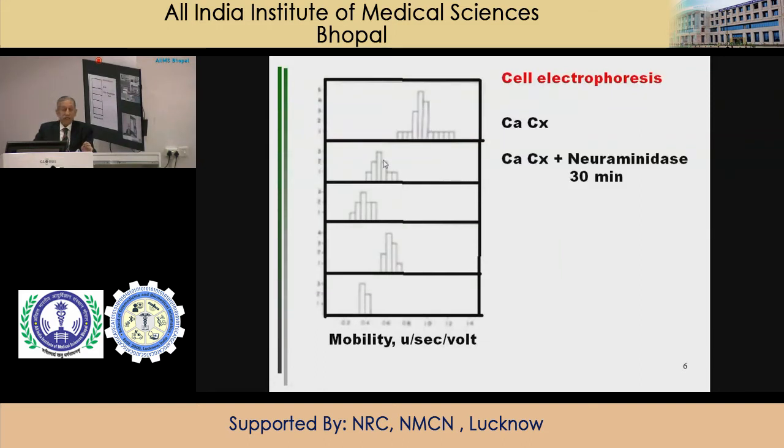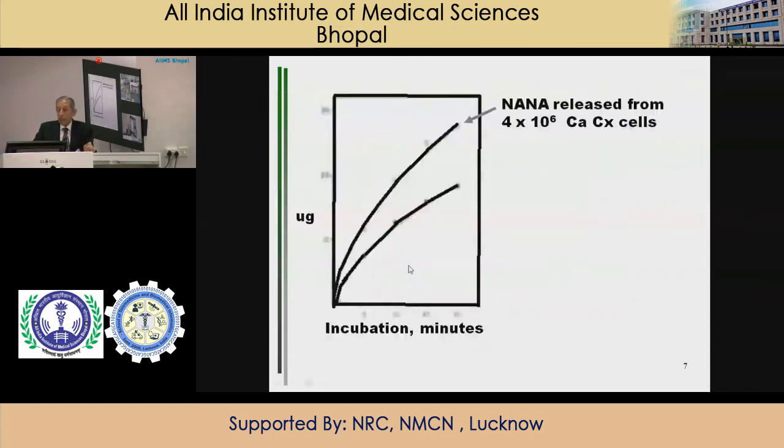Whereas if you treat the cancer cells with neuraminidase, it will remove the N-acetyl neuraminic acid, that is the sialic acid, from the cell surface. Then the electrophoretic mobility is reduced. At 60 minutes, there is still further reduction. You can see the normal cervical cells and the cancer cervical cells; there is a drastic difference.